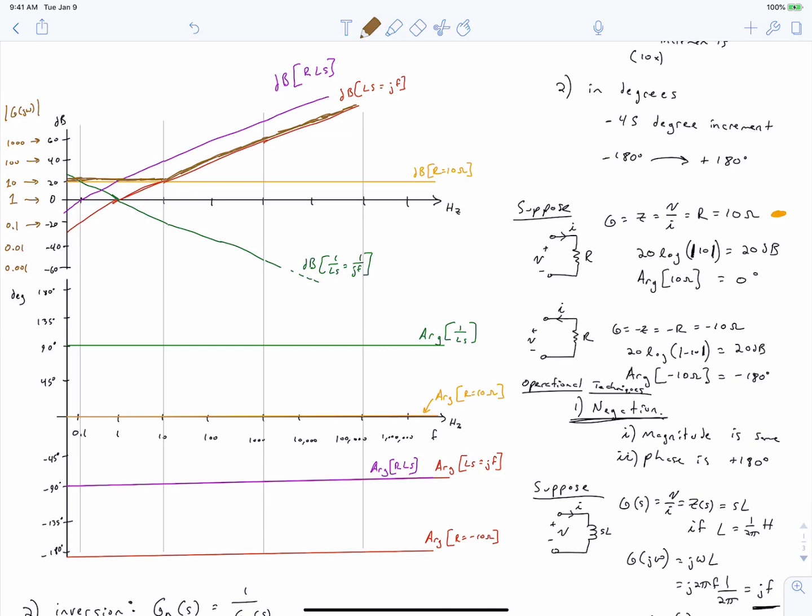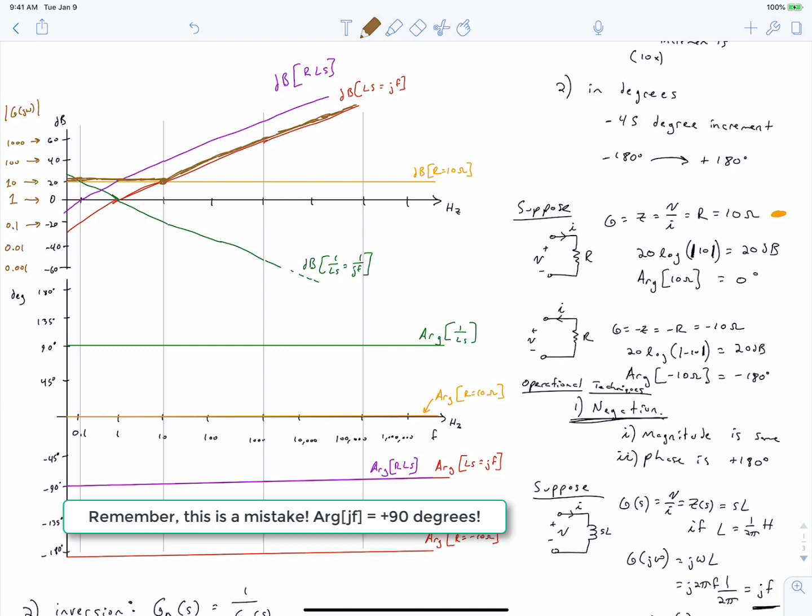At the point where we have this inflection point right here, the phase angle is going to be the average of the phase angles of these two lines. So the average of the phase angle of the red line and the orange line, which is going to be 45 degrees. So at 10 hertz, we're at 45 degrees.